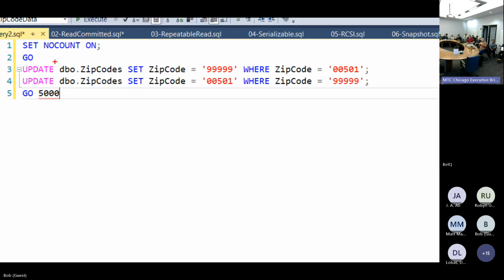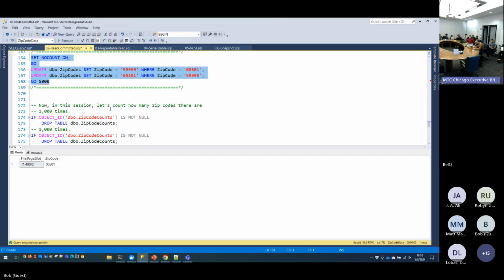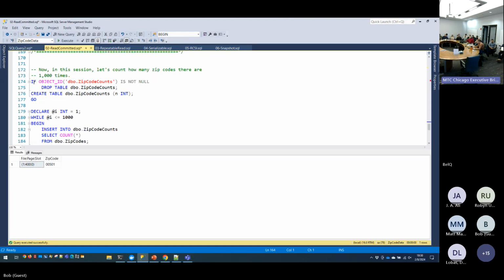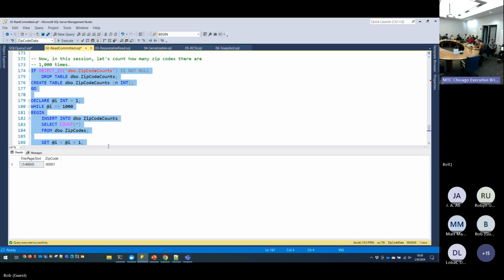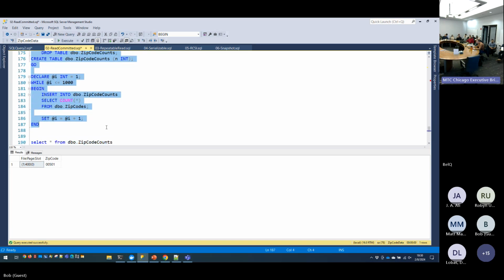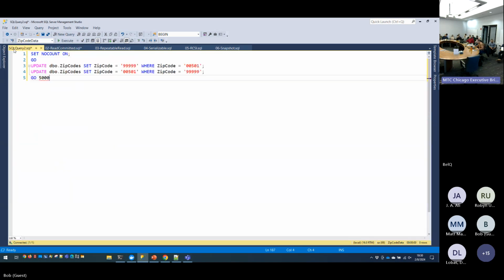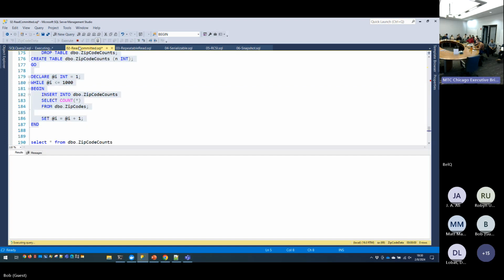So I'm going to set 00501 to 99999, and then set it back to 00501, and then say go 5,000, which means repeat this batch 5,000 times. So I'm going to flip this row back and forth 5,000 times in a different session. Meanwhile, in this session, I'm going to run a query that's going to count 1,000 times how many rows there are in this index while it's moving. So I'm going to start this, and then I'm going to start this, and it's going to take a little bit of time here, just a few seconds usually.